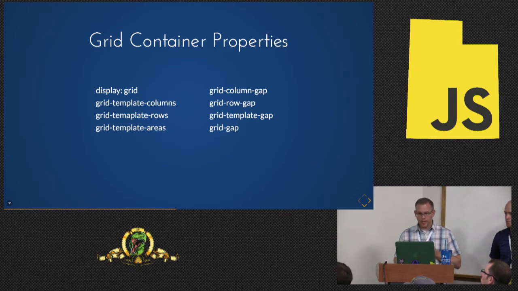When you're styling your grid layout, you have to think about the properties for your containers and for your items. So here are some grid container properties, with the container properties controlling columns, rows, areas, and gaps.